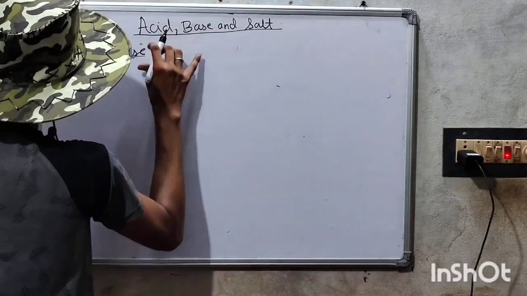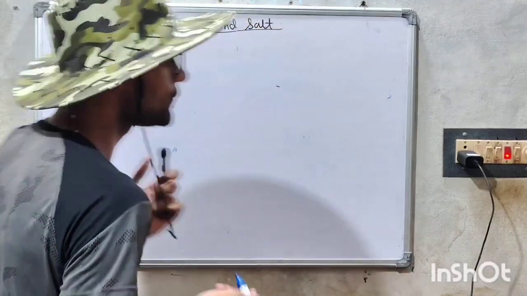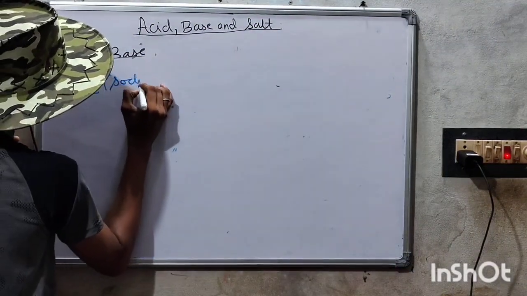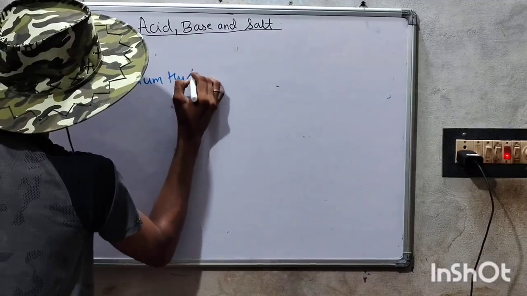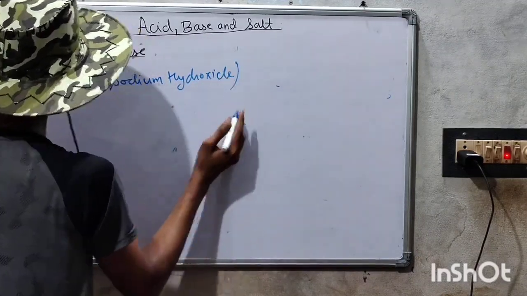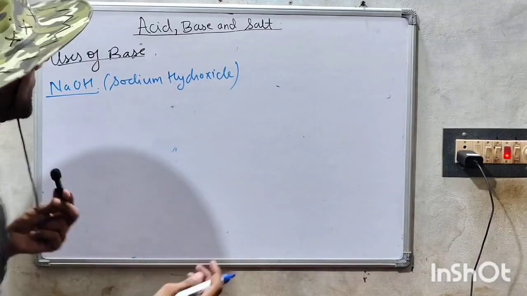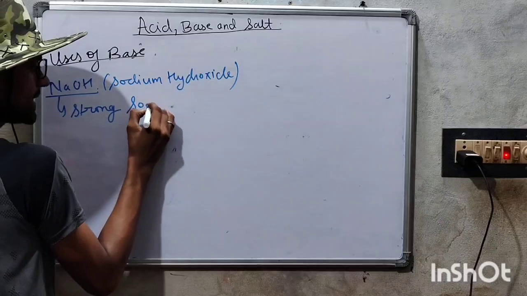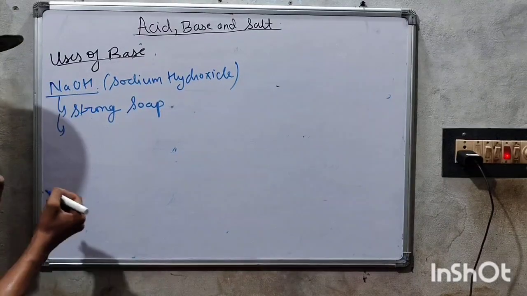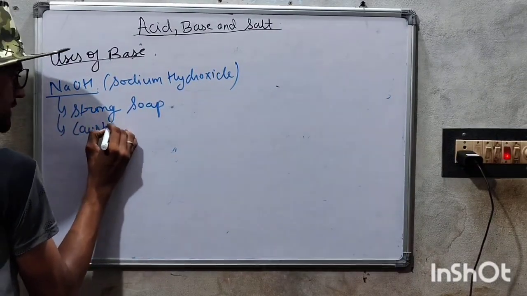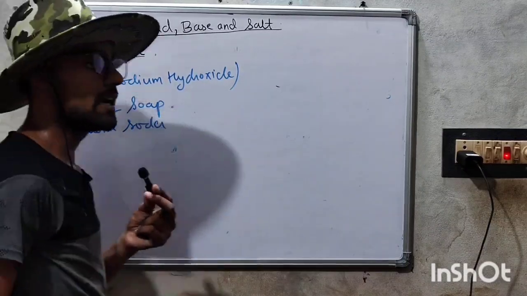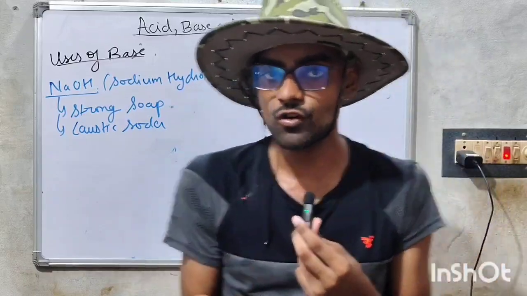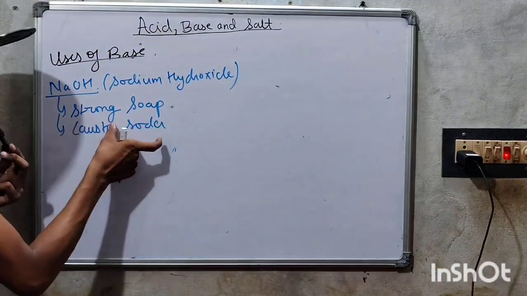Uses of bases. The first one is NaOH, sodium hydroxide. Sodium hydroxide is a strong base, and it is also known as caustic soda. So NaOH, sodium hydroxide, is a strong base, also known as caustic soda.